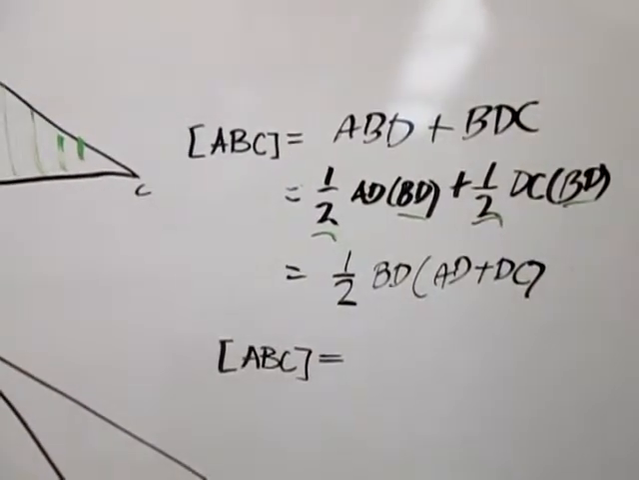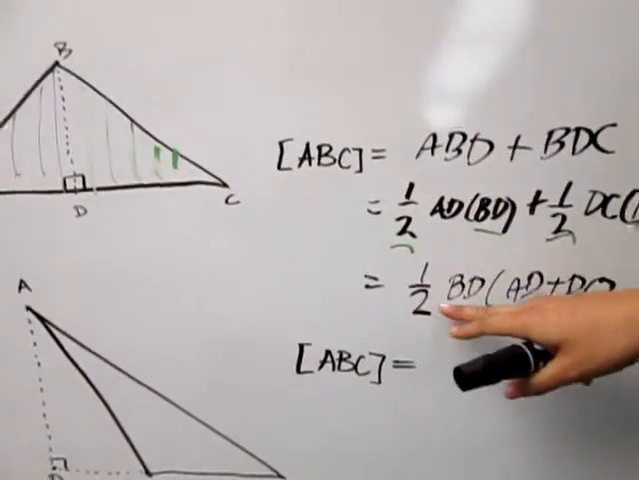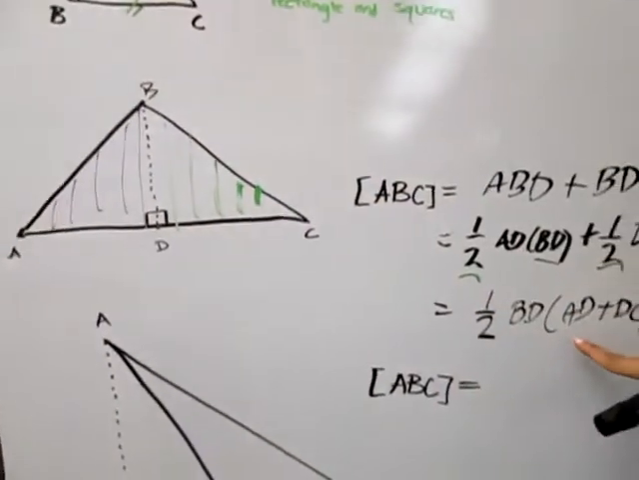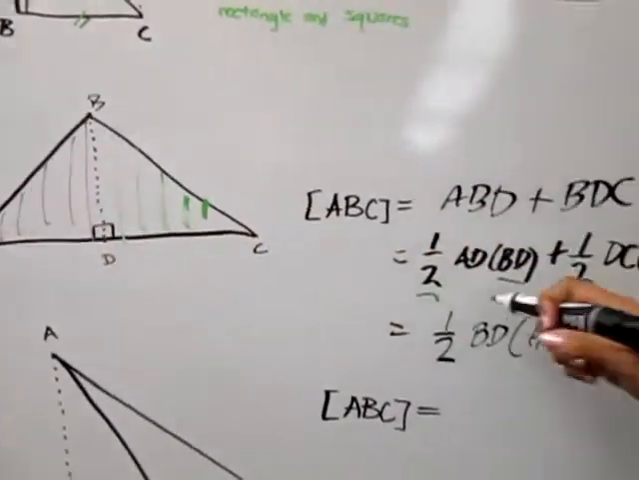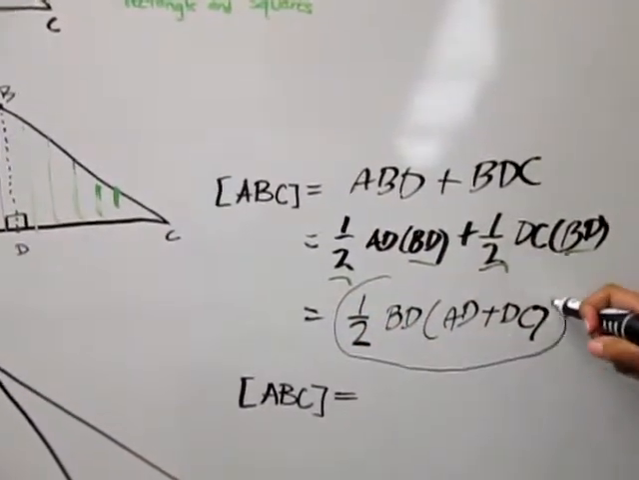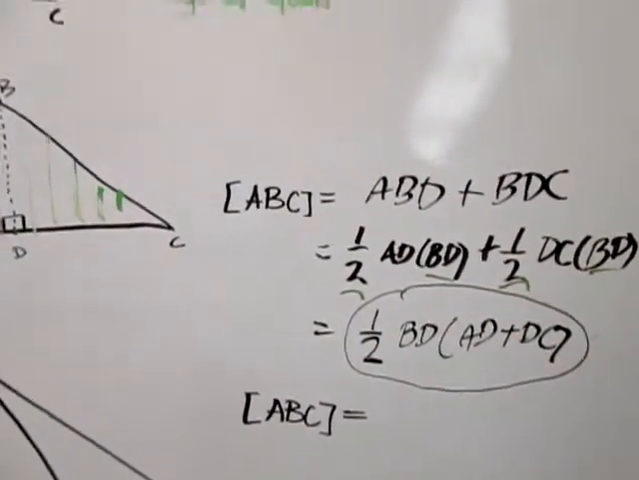And if we look at our drawing here, that is 1/2 BD is our height, and then AD plus DC is our base right here. So that also proves that the area of this triangle is 1/2 base times height.